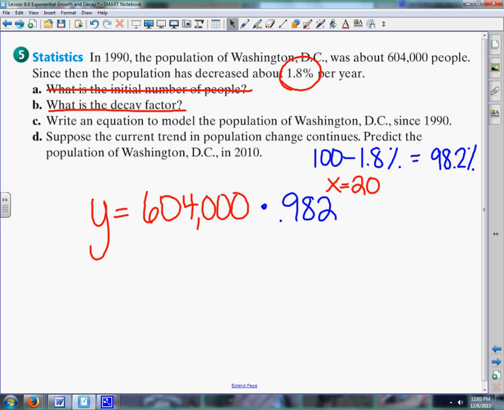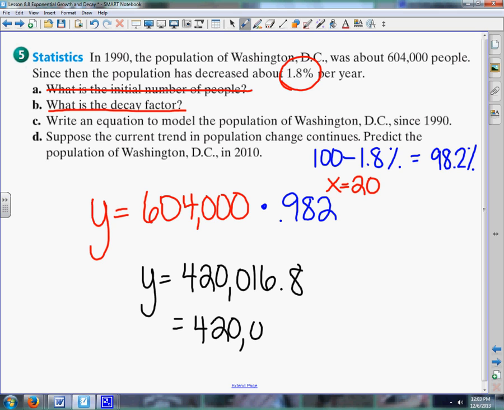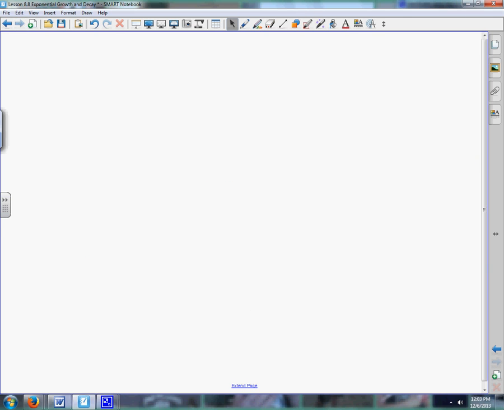The population of Washington, D.C. would be 420,016.8, which you would round up to 420,017 people. So if it's decreasing, they are losing, in 20 years, roughly 180,000 people. All right, that's it for your notes.